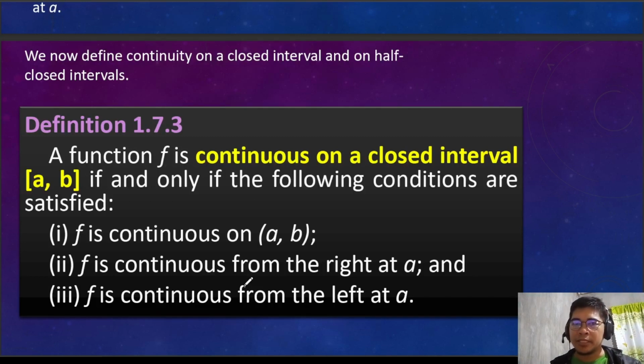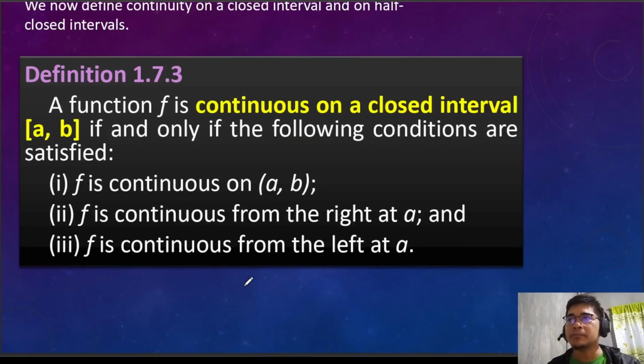So, take note ganina, ang open interval, basta continuous siya sa tanang numbers in between sa A o sa B, it's okay. So, they are continuous na. Pero here in the closed interval and a half, we have different situation. Here, we have the closed interval. A function f is continuous on a closed interval if and only if the following conditions are satisfied.